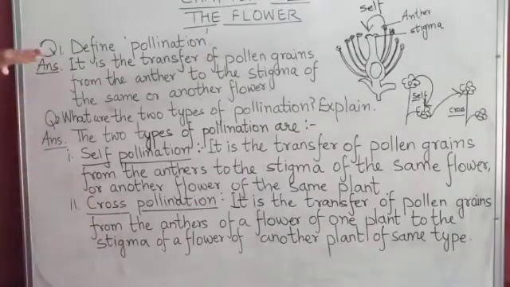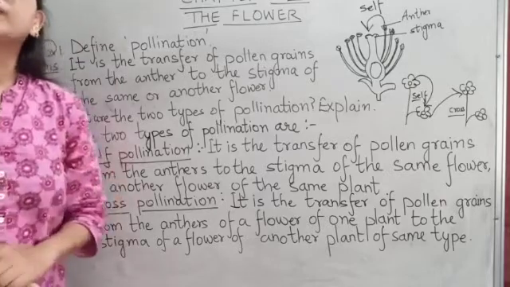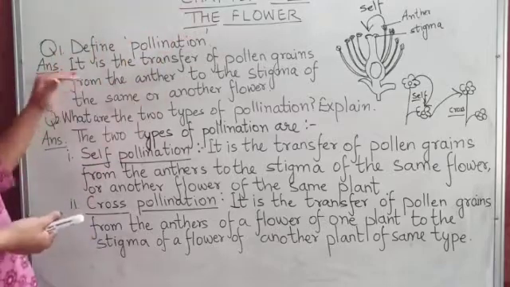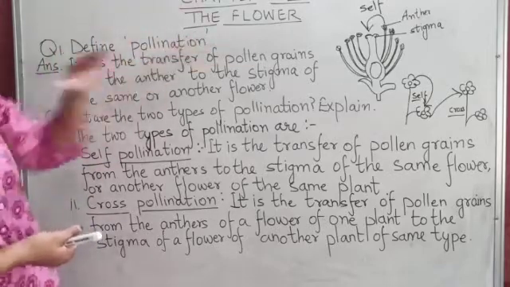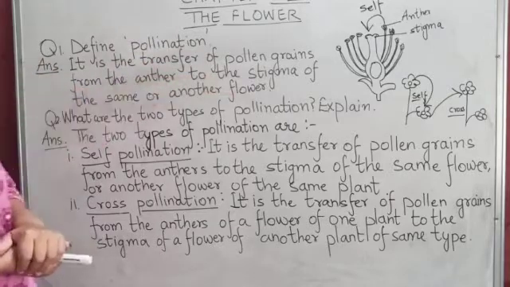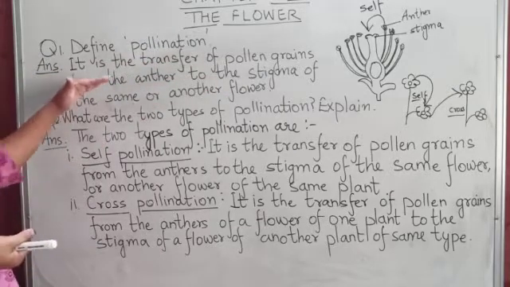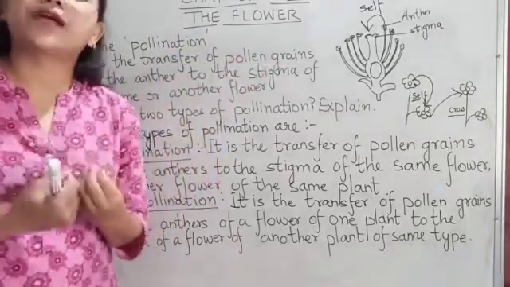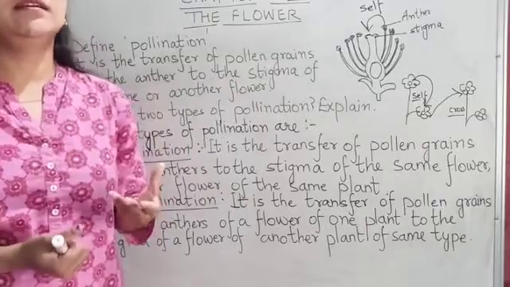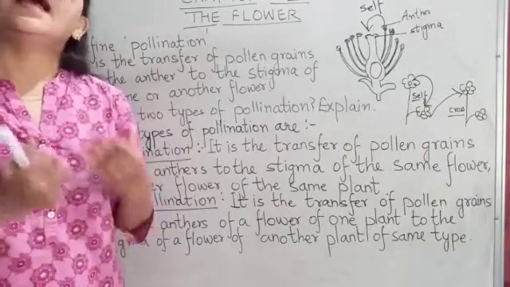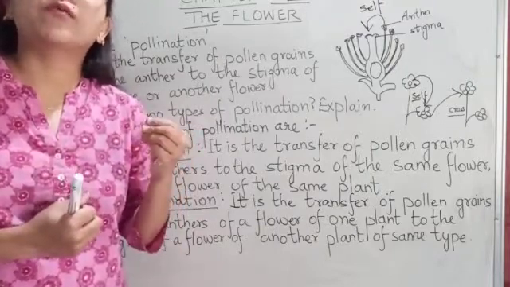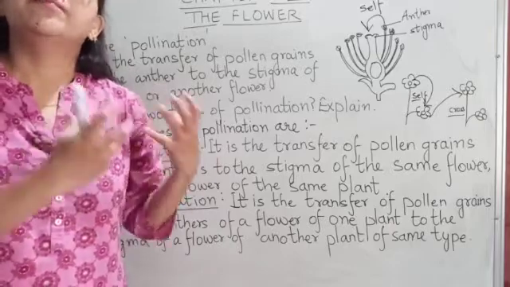Now students, the first question is: define pollination. That means, what is pollination? Pollination is the transfer of pollen grains from the anther to the stigma of the same or another flower. Now here, what are these pollen grains? Pollen grains are the tiny structures that are present in the anther. Now the anther is the male reproductive part and it contains a powdery substance, and this powdery substance contains pollen grains.